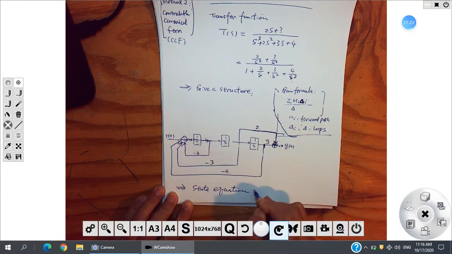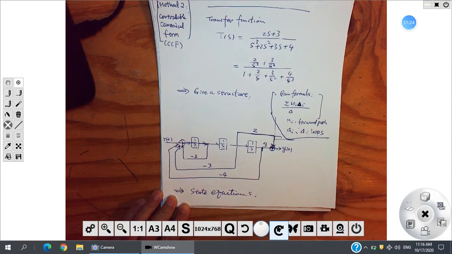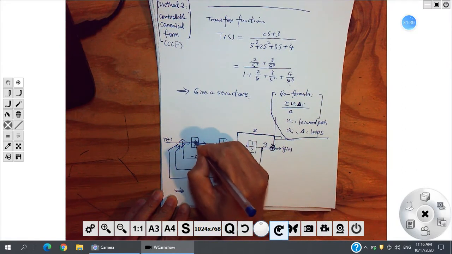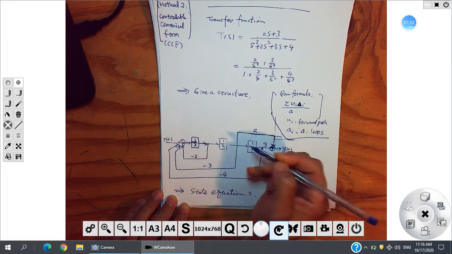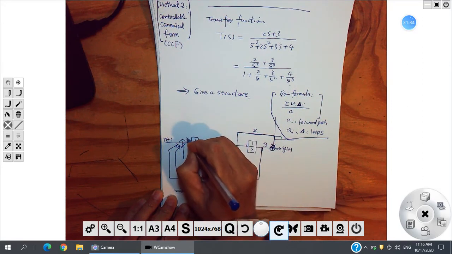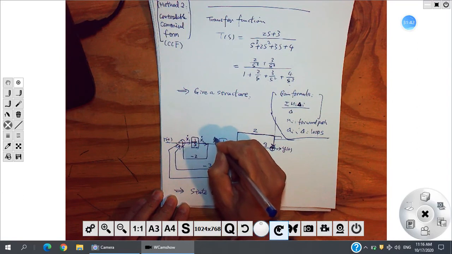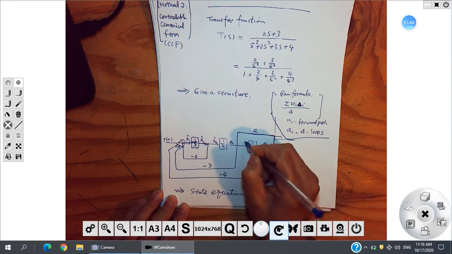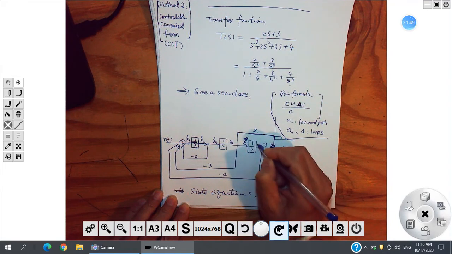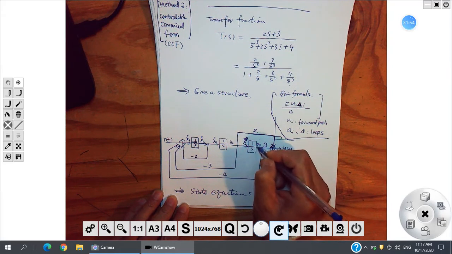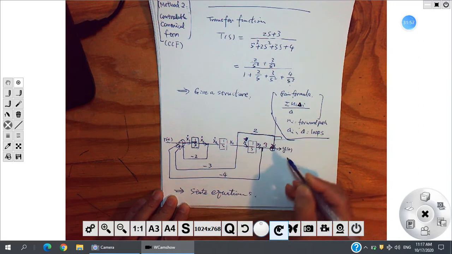State equations. Of course, you need to give the state. You can give state like this. We know the derivative is 1 over s, and 1 over s is an integral. So you put the derivative in the front. This is x1 derivative and x1. And here is the x2 derivative and x2. This is x3 derivative, not cube. And here is x3. The signal input goes inside this 1 over s and outside with 1 over s, right?